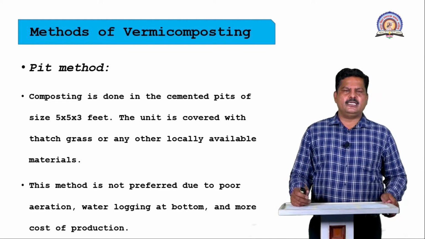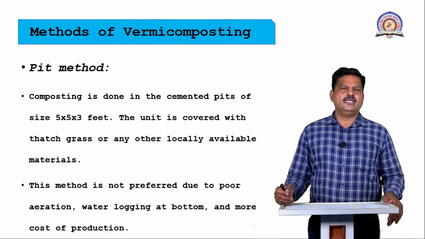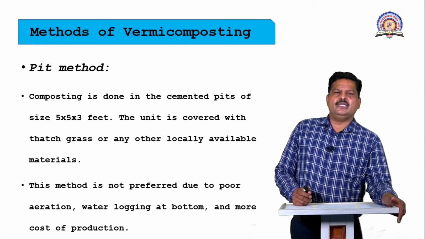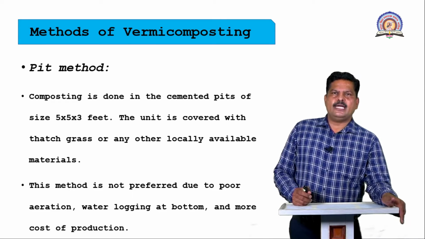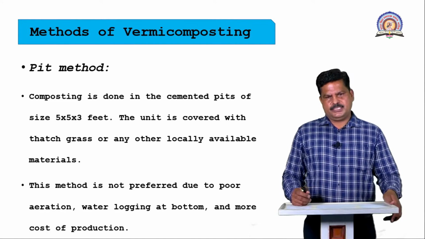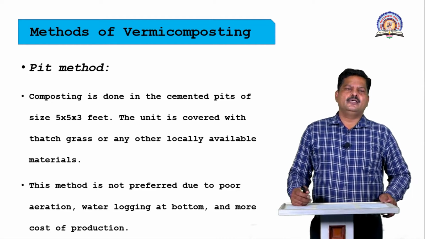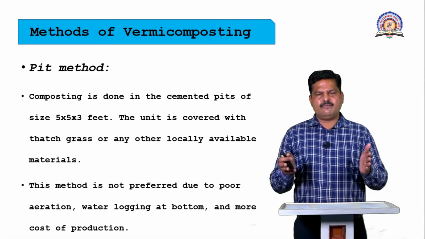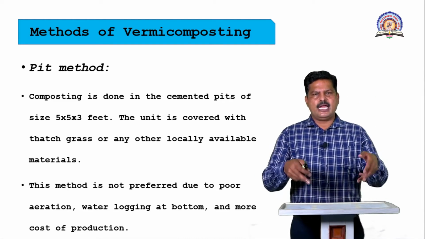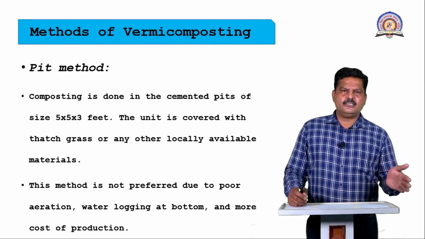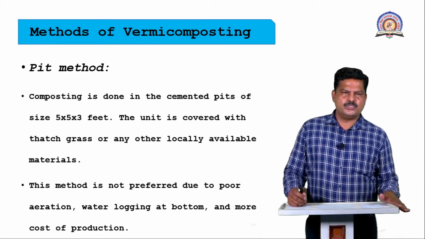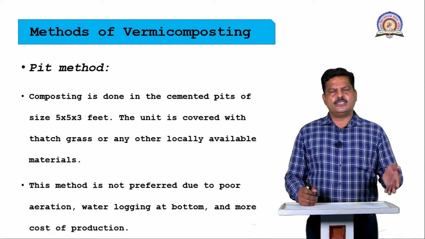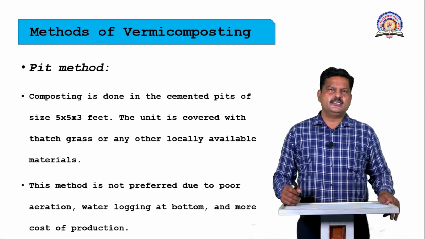In this pit method, a pit is dug into the soil. Composting is done in the central pit, of pit size 5 by 5 into 3 in diameter. The unit is covered with grass and any locally available material. Whatever composting material we add into the pit, that pit is covered with grasses and dry leaves, because of the condition maintained in the pit, rapid decomposition takes place.